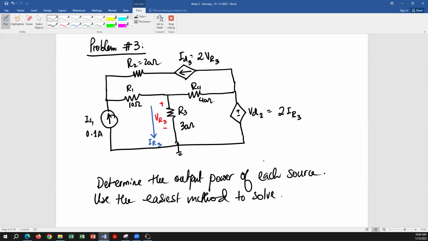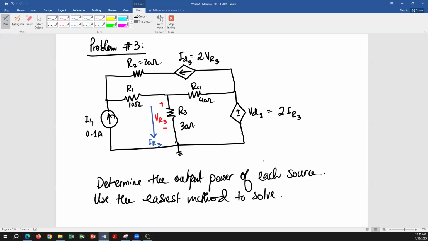Output power means power supplied. If it is power absorbed, then of course we're just going to say that the power supplied is negative power absorbed. And we have to use the easiest method.